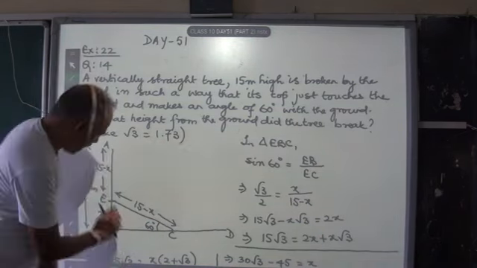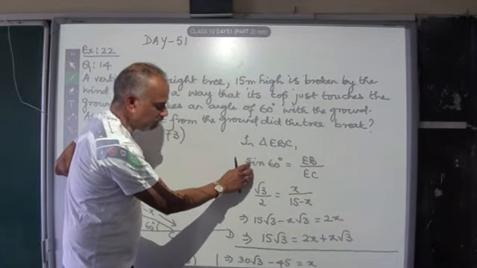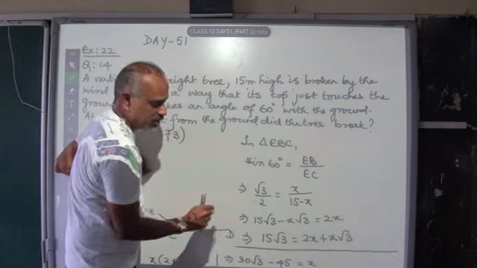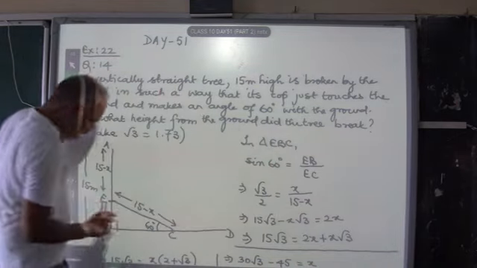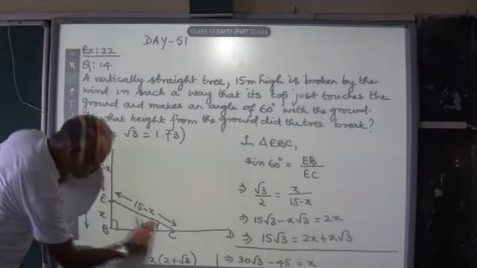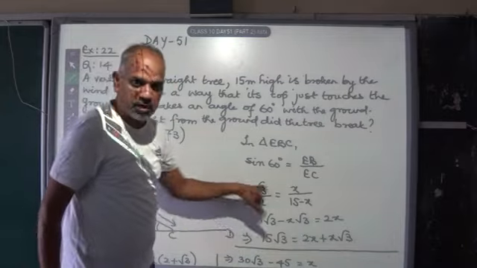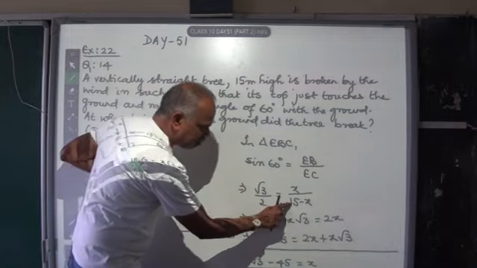Now to substitute their values. Sine 60's value according to the standard angle table is root 3 divided by 2, which is equal to EB's value, x, that's here, and EC's value, that is this one, 15 minus x. Now you cross multiply. Multiply root 3 with 15 minus x.